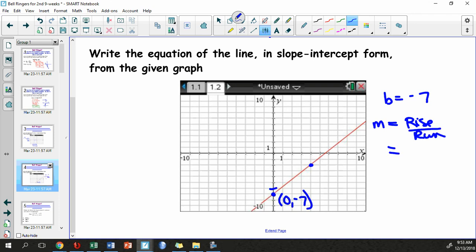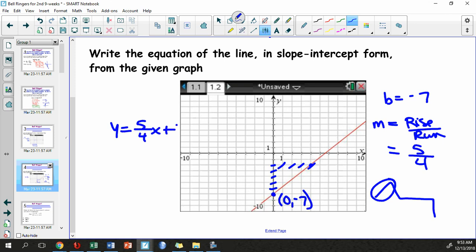So I'm going to rise up 1, 2, 3, 4, 5. And the slope of the line is positive according to this right here. It's a positive slope line. So I'm going to run over 1, 2, 3, 4 units to the right. So therefore my equation is y = 5/4 x + negative 7. Done.